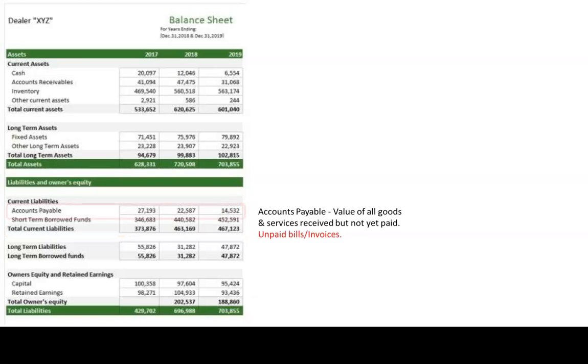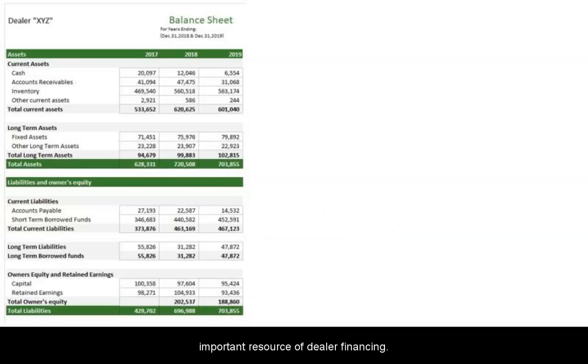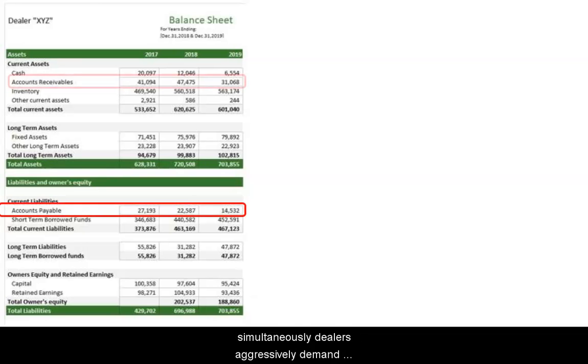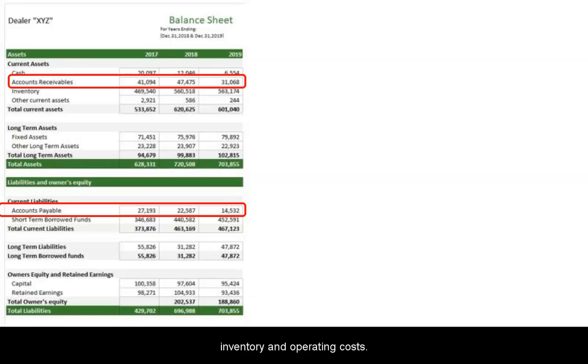Accounts payable are obligations of the dealer to pay a creditor by the terms agreed upon with said creditor. Accounts payable is a very important resource of dealer financing. Dealers delay payments of accounts payable. Simultaneously, dealers aggressively demand payments from debtors. This helps to increase levels of cash needed to purchase more inventory and cover immediate operating costs.